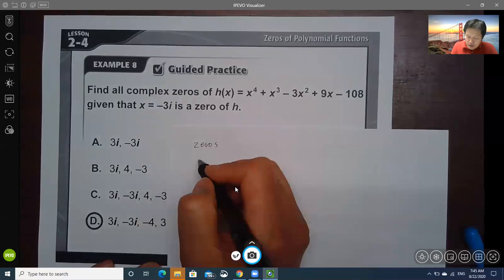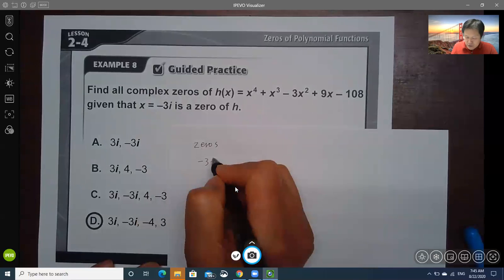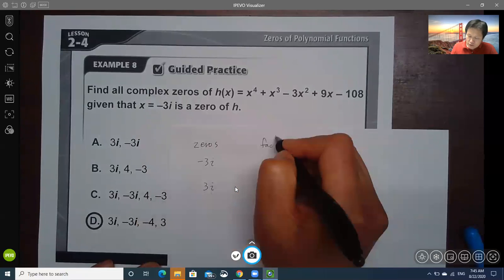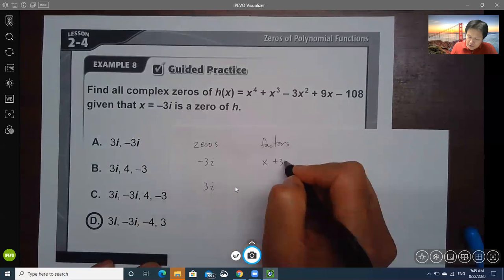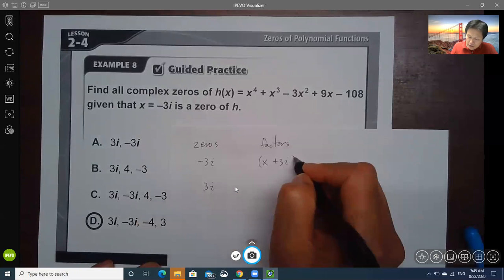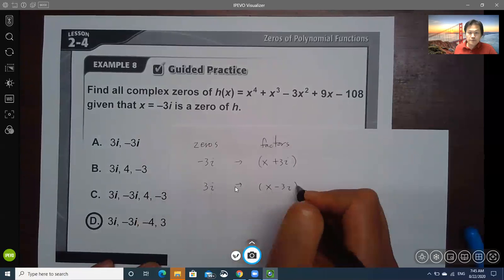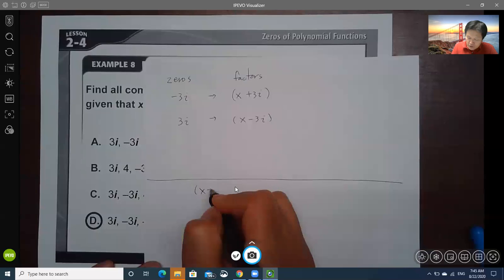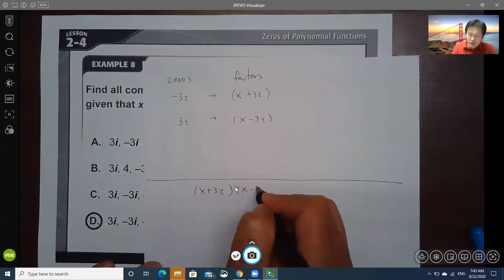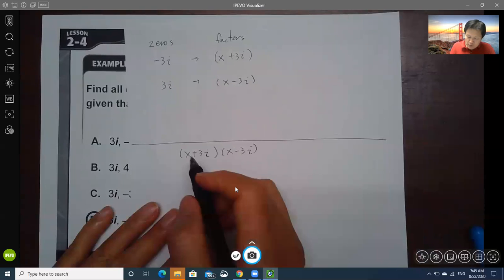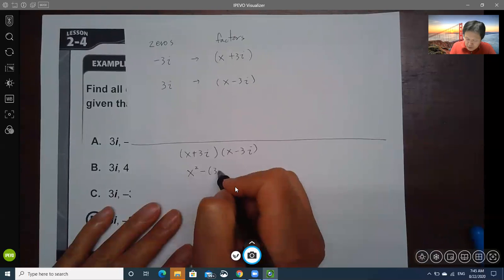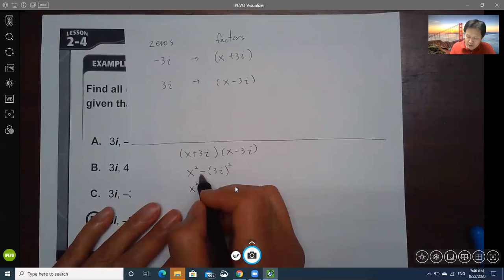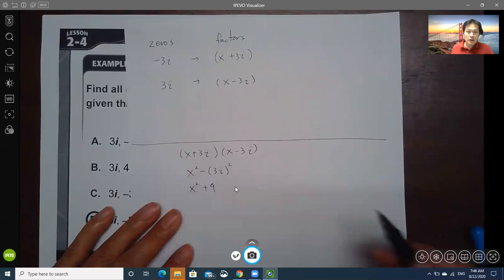Zeros. I gave you minus 3i. Automatically that brings up 3i. So factors: you get x plus 3i from there, and x minus 3i from there. So you can form x plus 3i times x minus 3i. That shouldn't be that bad. That's the same as x squared minus 3i squared. So x squared, then minus minus 9 should be plus 9. That wasn't that bad.